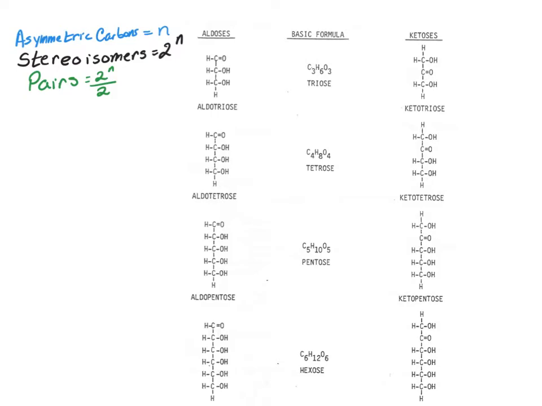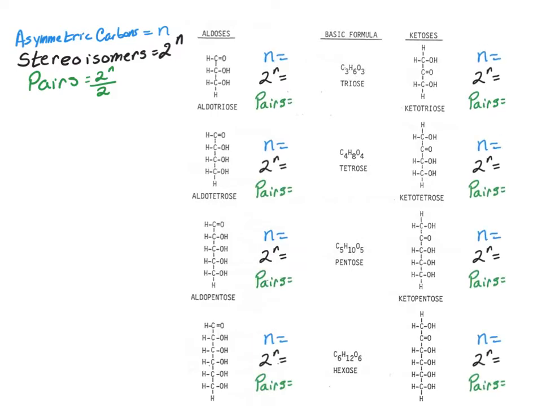What we're going to do is we're going to find first the number of asymmetric carbons, n. Then we're going to find the number of stereoisomers, that's 2 to the power of n. And then we're going to find out how many pairs there are. So we're going to do that for each of these in the model shown. I'm going to do the first two, then I'll pause it and you can do the rest of them.